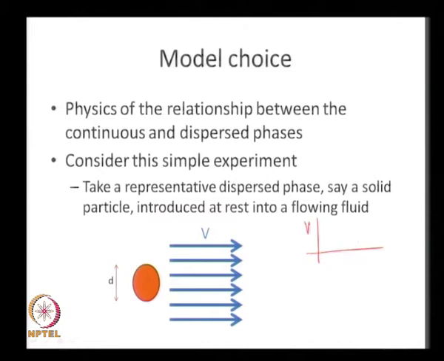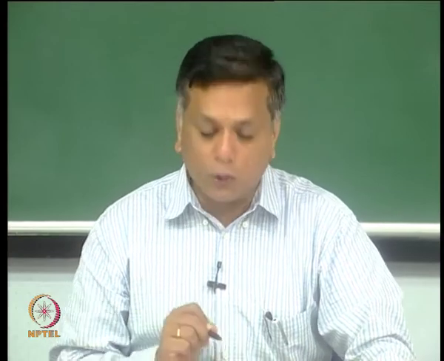So, if I plot the velocity of the particle versus time or versus length along the cross section, you will find that the velocity reaches the magnitude v. Now, you can see that this is typically what is referred to as a first order process, that it's an exponential rise. It exponentially and asymptotically reaches the fluid velocity v.